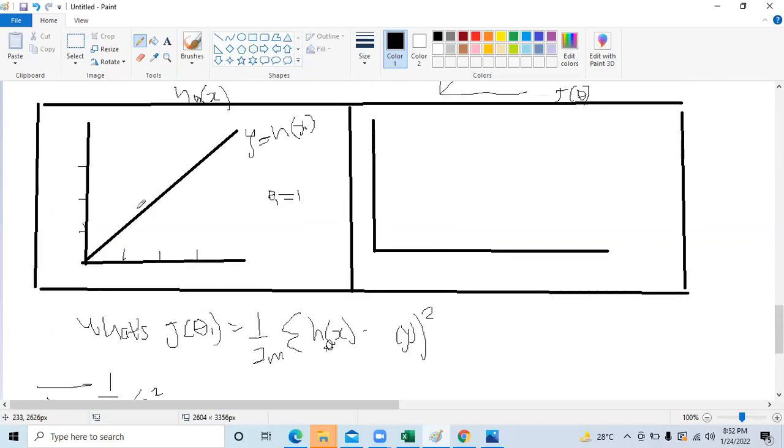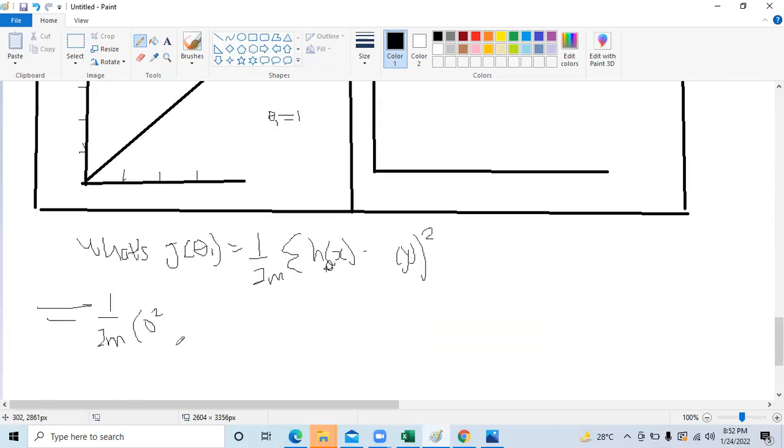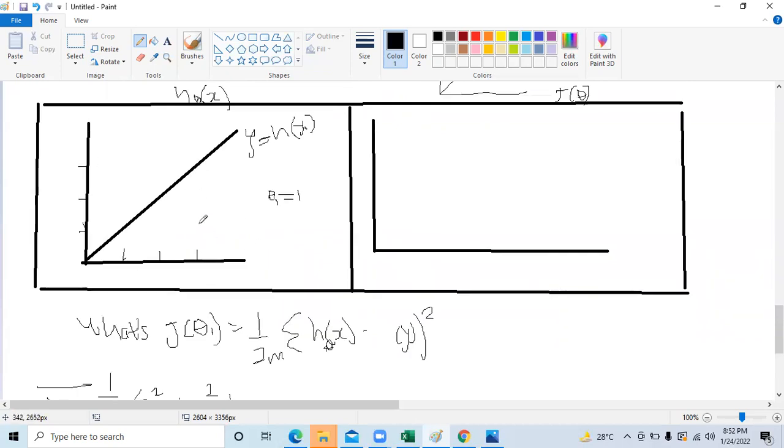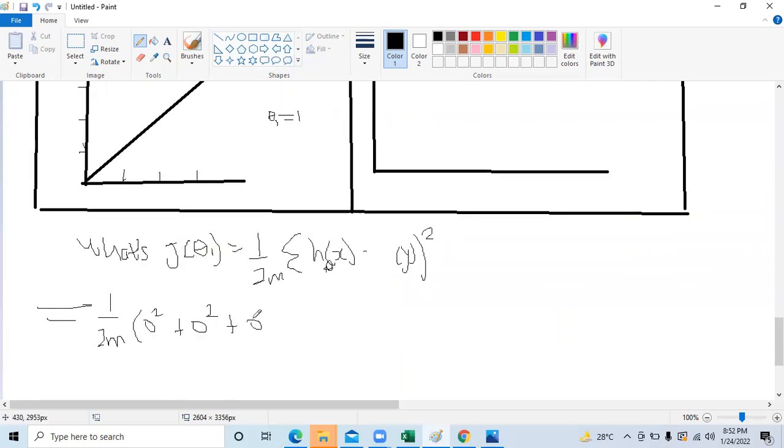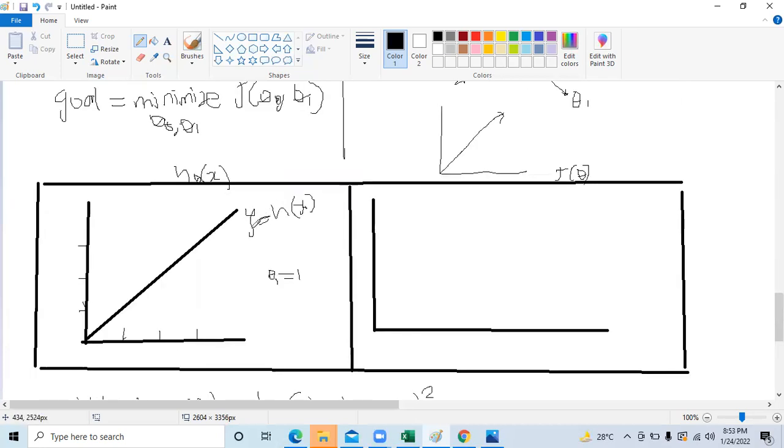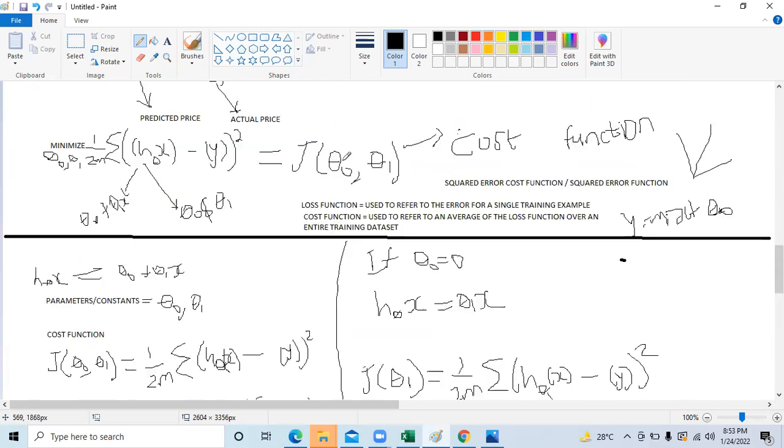For this second example, h of x is 2 and y is actually also 2, so this will be plus 0 squared. For this third example, h of x is 3 and y is also 3, so that will be plus 0 squared. So altogether, our j theta will be equal to 0. Now, this is the goal of machine learning: to bring j theta to the minutest value, 0, such that our predicted variable will be equal to our actual variable.